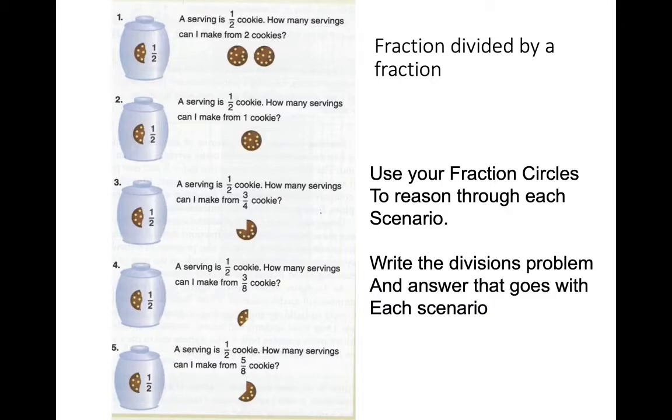Well, starting with that one, you might imagine we could, again, cut each of those cookies into halves, and there'd be 4 half cookies, so there'd be 4 serving sizes, right? And in number 2, how many serving sizes can you make from 1 cookie? Again, similar thinking. I think we'd agree that you could make 2 servings. But then it changes with number 3. It says a serving is half a cookie. How many servings can I make from 3/4 of a cookie? So starting with 3/4, how many servings would that be? I want you to think about that for 1 second.